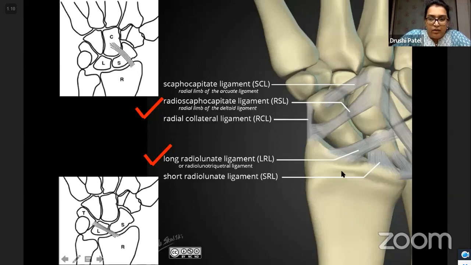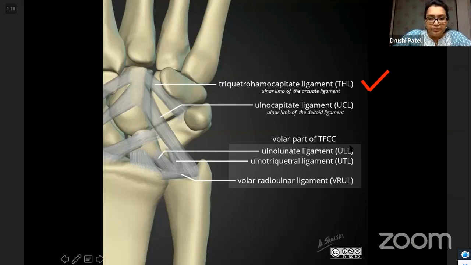Let's divide on one side what is important at the level of the radioscaphoid. There are long radiolunate and short radiolunate ligaments. Basically, if you can identify a structure which connects the radius with the lunate, those are the radiolunate ligaments. Another one begins from the radial styloid, crosses over the scaphoid and inserts onto the capitate. That is the radioscaphocapitate ligament. These are the two ligaments which are of importance on the volar aspect.